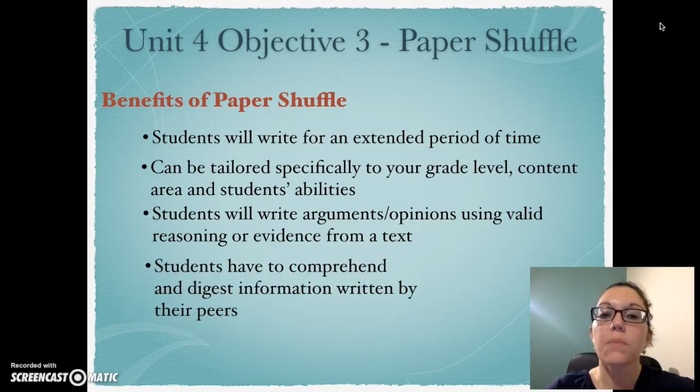they are not only using their background knowledge, but also have to comprehend and digest the information written by their peers. If the students are capable of expanding their writing further, they can develop a counterclaim from their peers' writing and discuss how it is incorrect.